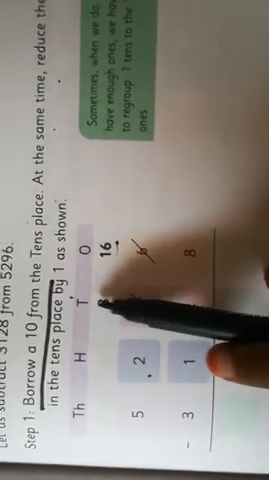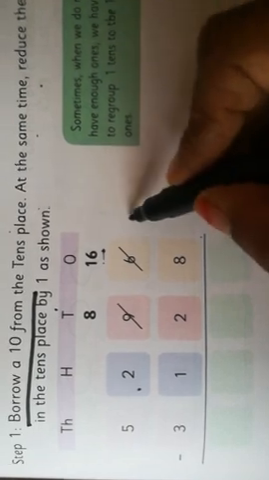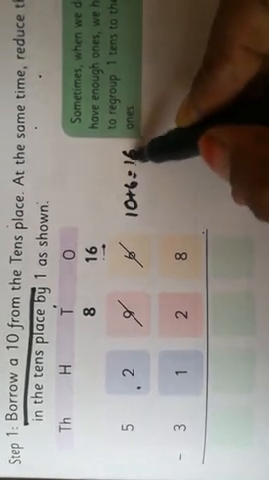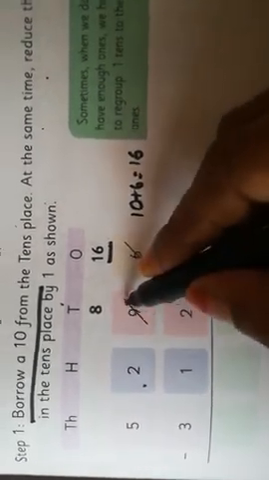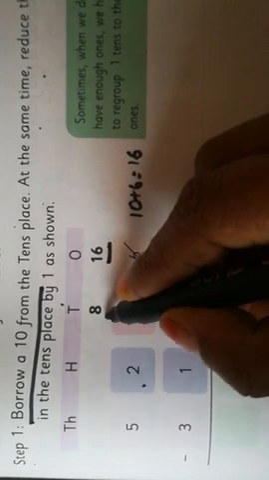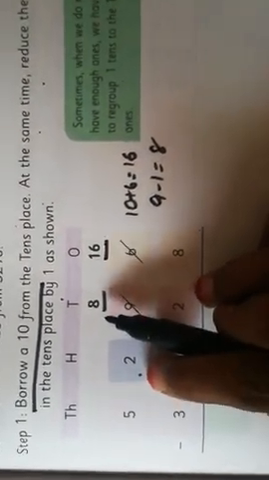From 6, subtracting 8 is not possible. So we have to borrow a 10 from the tens place. So we get a 10 from the tens place to the ones. We are getting 10 plus 6 is 16. So we write the 16 here. Then we take away 1 from 9. 9 minus 1 we are getting 8. Like that we have to move from the tens to the ones place. Then step number 2, subtract the digits in the ones place.